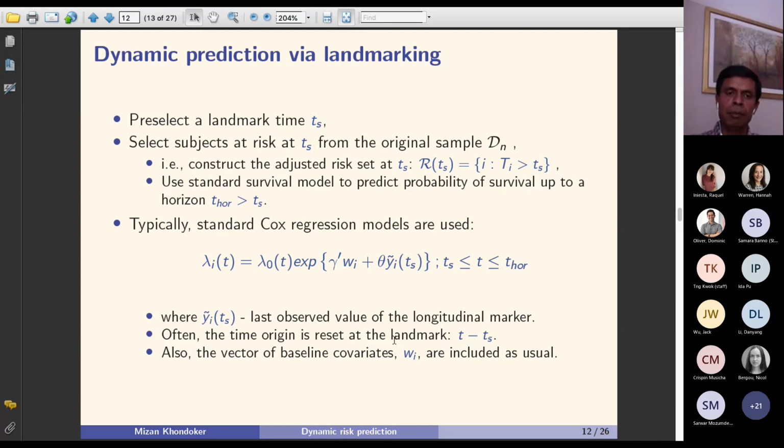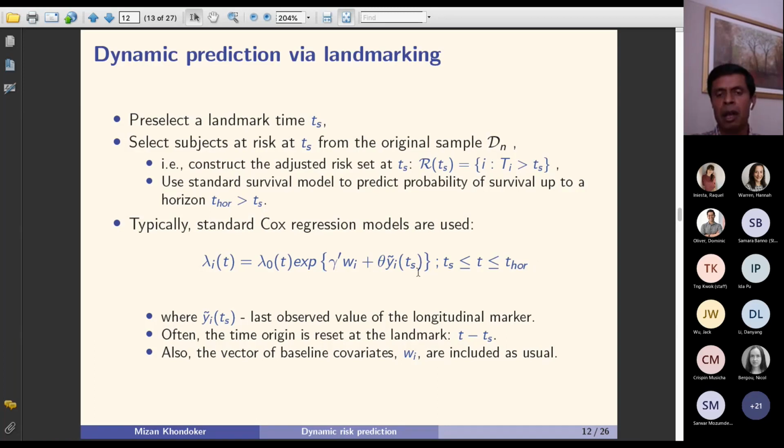The idea of dynamic prediction by landmarking is that you pre-select a landmark time point. It is usually the end of the observation period, but you can consider other time points of interest as the landmark. You select subjects at risk at t_s, which is the landmark, from the original sample, and construct an adjusted risk set at this particular time point. Then you use the standard survival model to predict the probability of survival up to the time horizon. Typically, a standard Cox regression model is used.